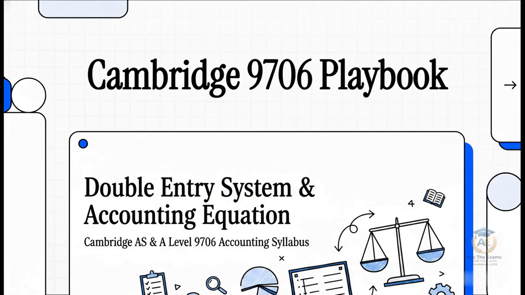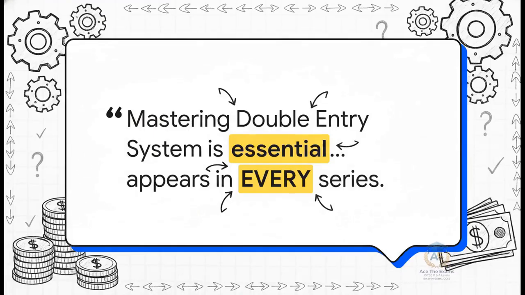Because let's be real. If you cannot balance the fundamental equation where assets equal capital plus liabilities, every complex financial statement you attempt to build later will completely fall apart. Coach, the stakes here are uncompromising. Take a look at this direct quote on our interactive smartboard from the Senior Examiner reports. Mastering the double entry system is essential. This topic appears in every examination series. You absolutely cannot avoid this.